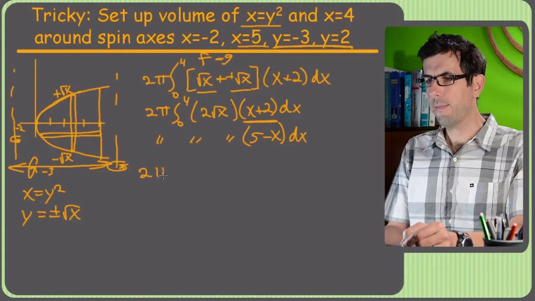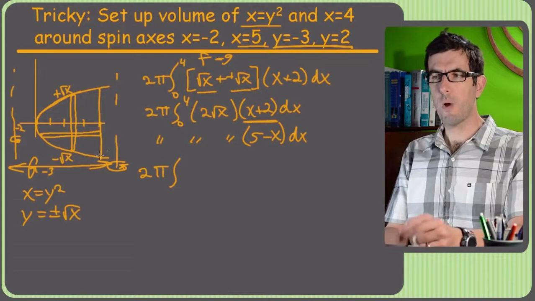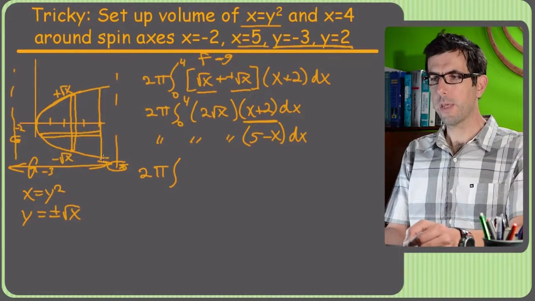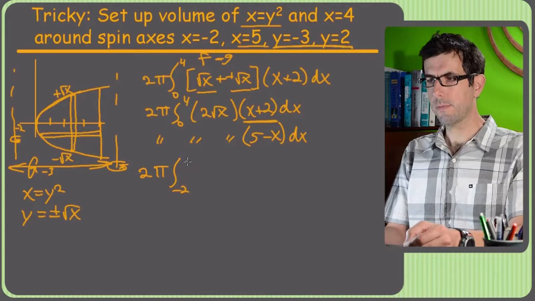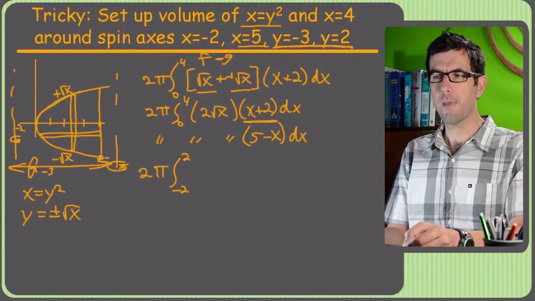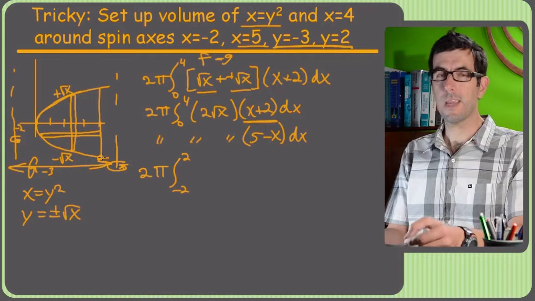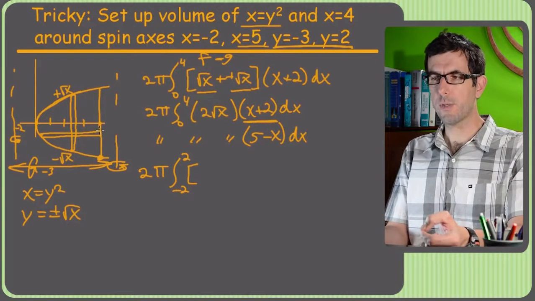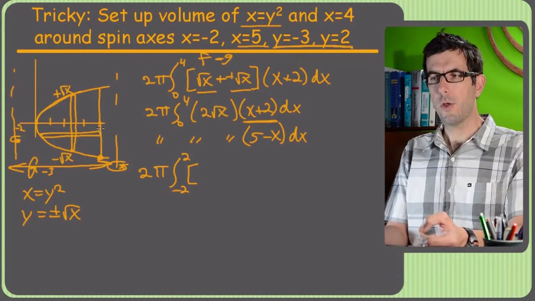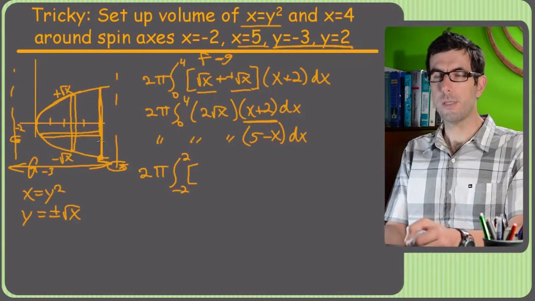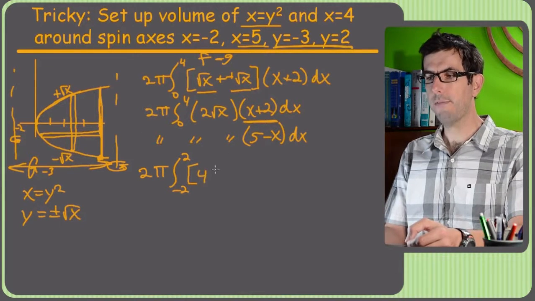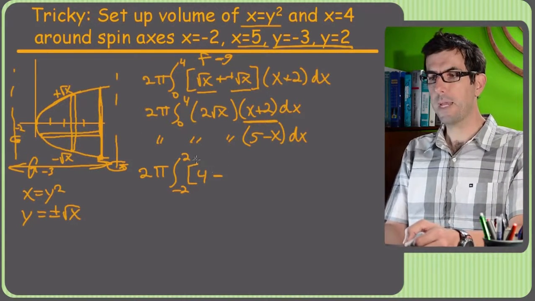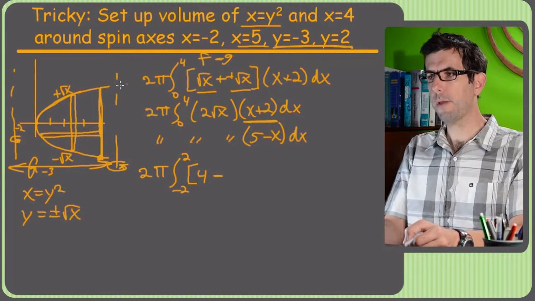So we got 2 pi. Now what's the range of y coordinates of this region? Well, they go from negative 2 to positive 2. Just because at this point, if you plug in 4 for x, you'll get negative 2 or positive 2 for y. All right, so we need the right-hand function minus left-hand function. So if you look at this little representative rectangle, one end is riding along this curve right here, which is just x equals 4.